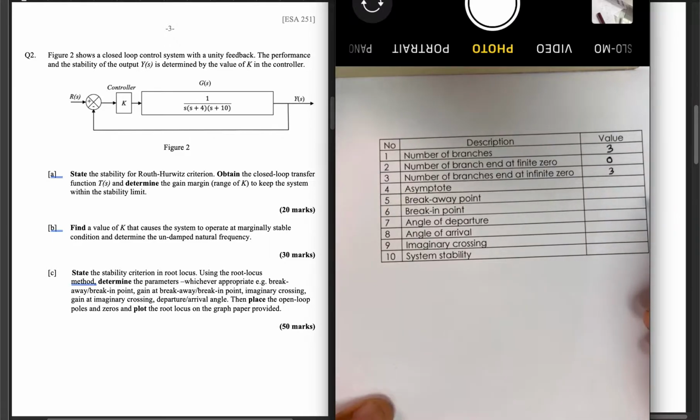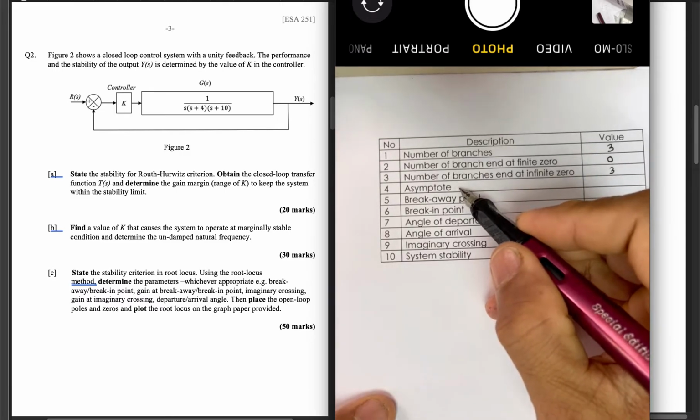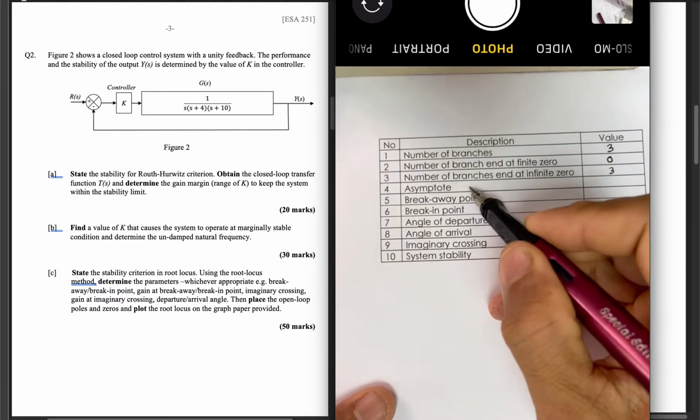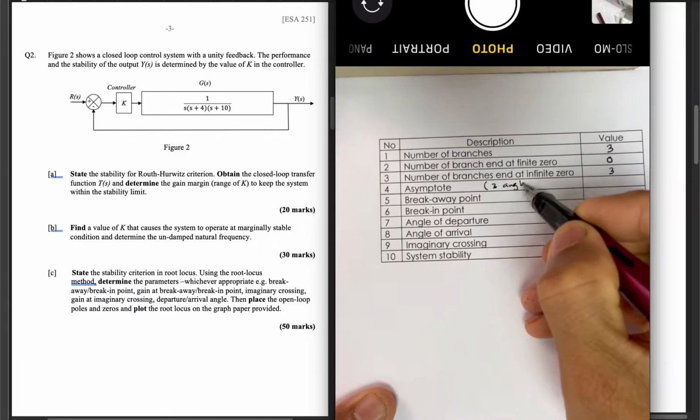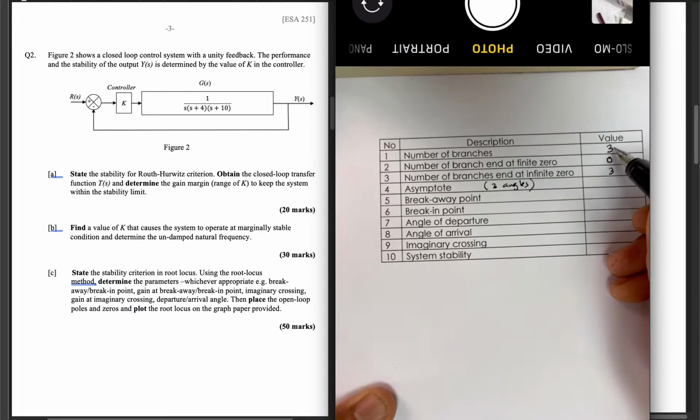If we have branches at infinite zeros, we will have asymptotes. The asymptotes will have 3 angles, because we need to guide these three branches towards the infinite zeros using 3 directions: theta 1, theta 2, theta 3.